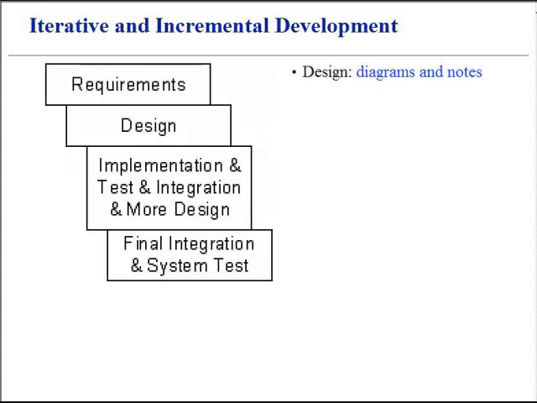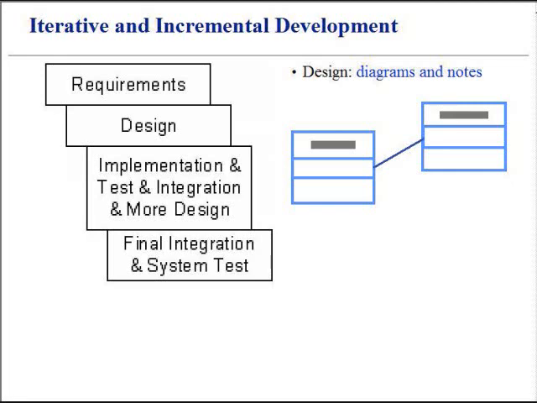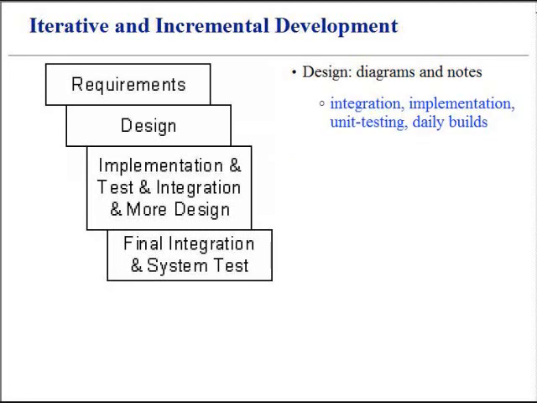Design work includes drawing the diagrams and composing design notes. Initial diagrams can be scribbled on a board and captured on digital cameras. The cycle includes design, integration, implementation, unit testing, daily builds, further system testing, and stabilization of the partial system. Other activities include demonstrations and evaluations with customers, and planning for the next iteration.